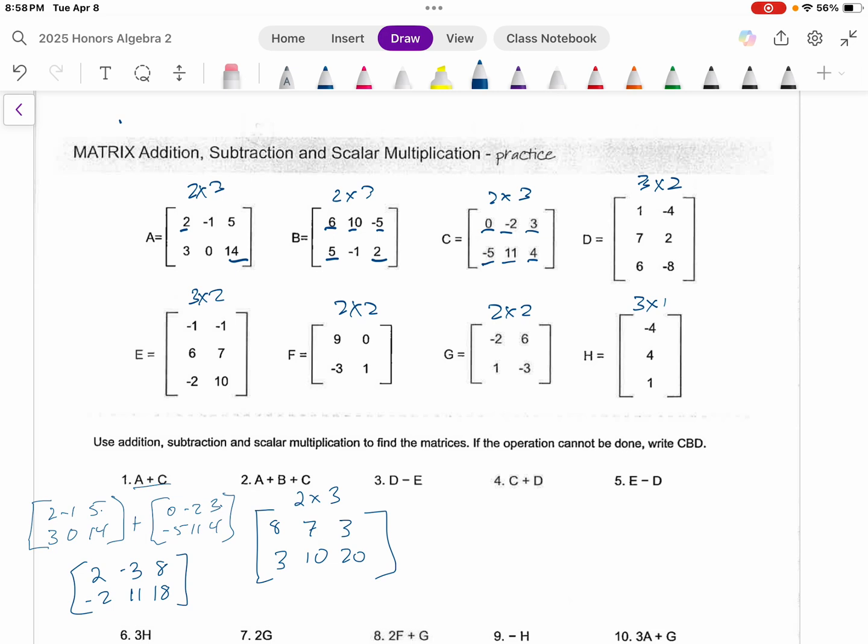Now number 3, D minus E. Do they have the same dimensions? 3 by 2, 3 by 2, yes. So I can go ahead and do this one. Again, order matters in subtraction. So D first. 1 minus a minus 1 is 2. And then -4 minus a minus 1 would be -4 plus 1, which is -3. And then we would go 7 minus 6 is 1. 2 minus 7 is a -5. 6 minus a minus 2 is 8. -8 minus 10 is -18.